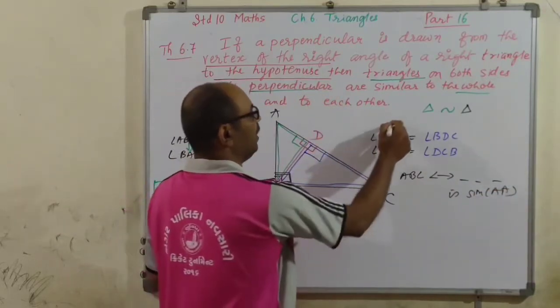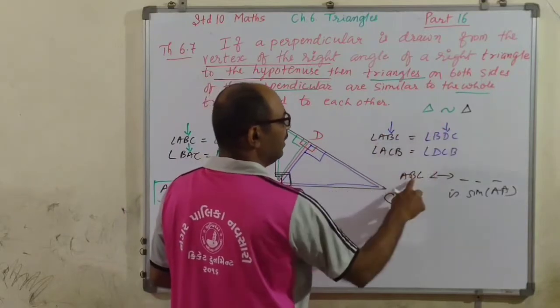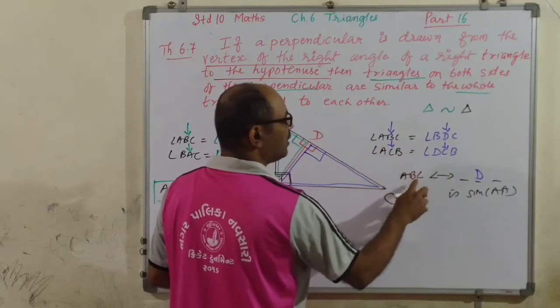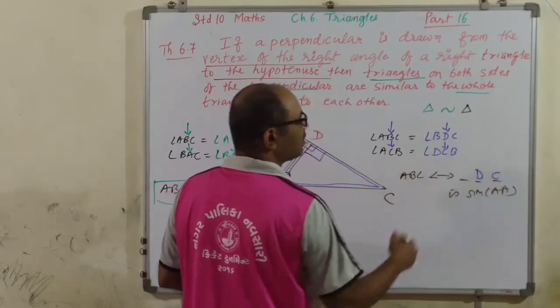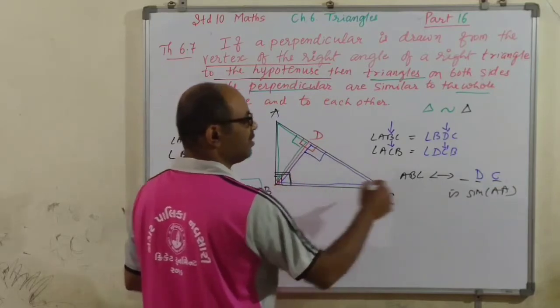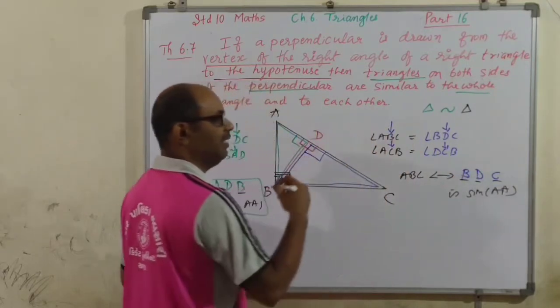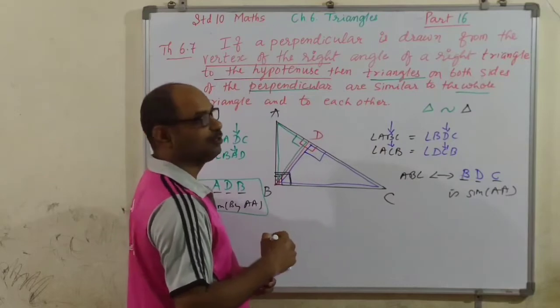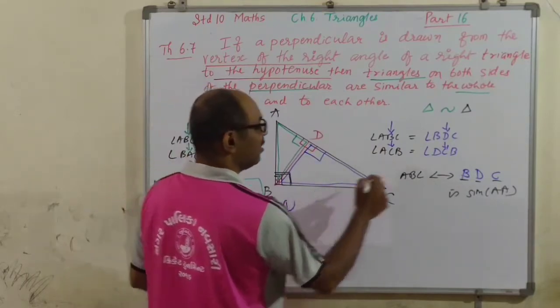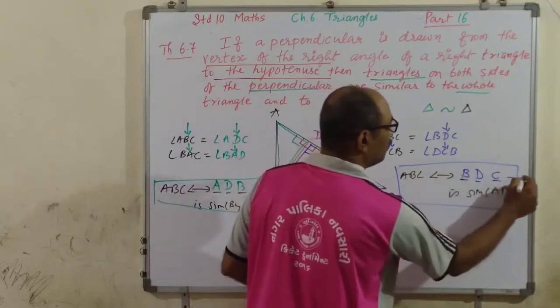Let's see what B corresponds to. D. B in the middle, D in the middle. C corresponds to C. C is last, so C is last. And what is left out? C and D is obtained, B is left out. So fill in the blank with B. So ABC corresponds to BDC is similarity. This is result 1. This is result 2.